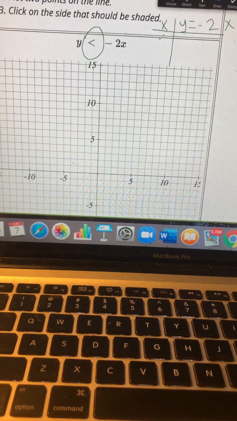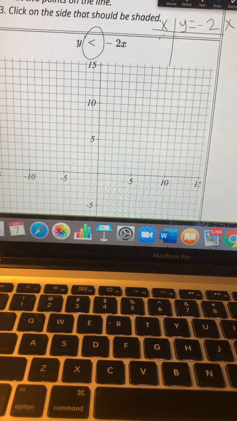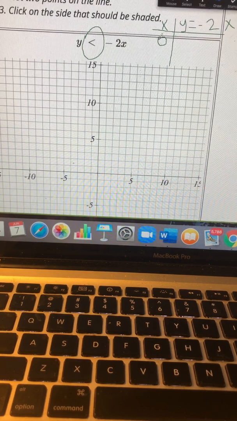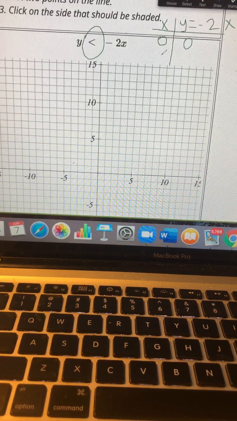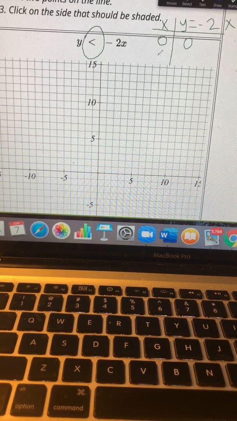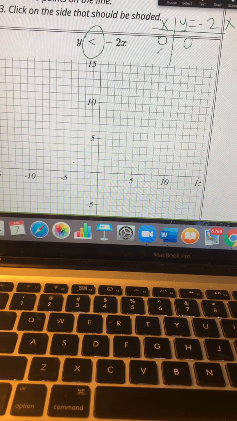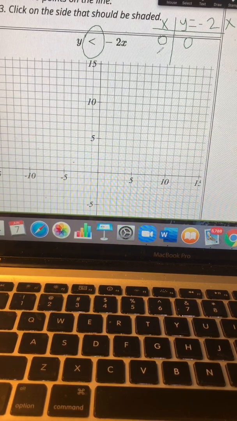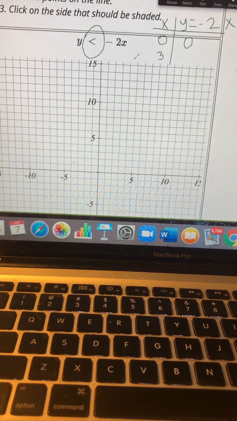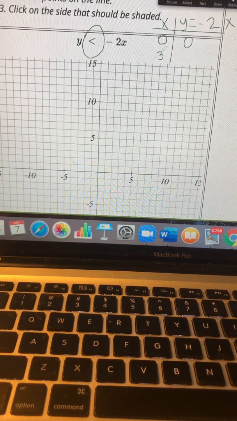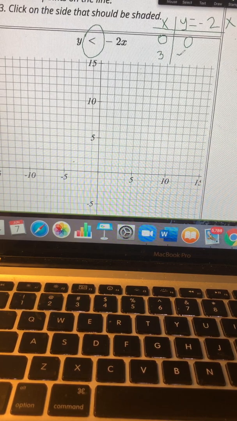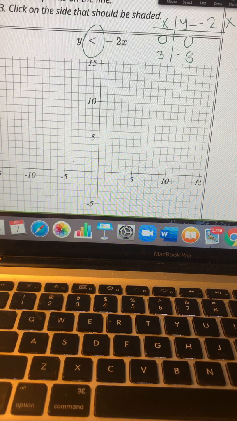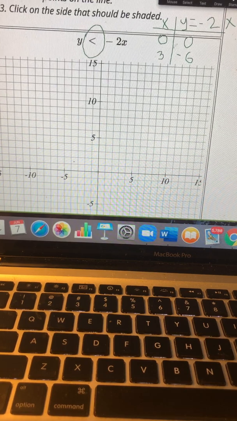And so I can just pick 2 points if I want. Let's just pick 0. Negative 2 times 0 is going to be 0. And let's pick 3, right? So negative 2 times 3 is going to be negative 6. And so I got these 2 sets of coordinates that I can use, namely 0, 0, and 3, negative 6.